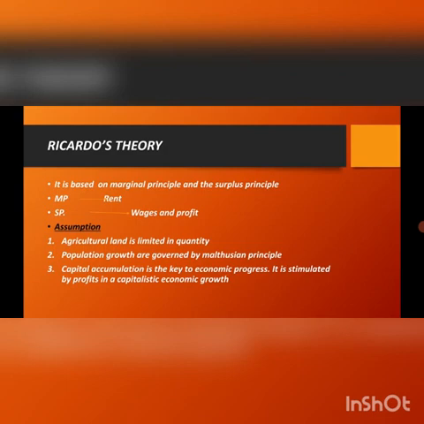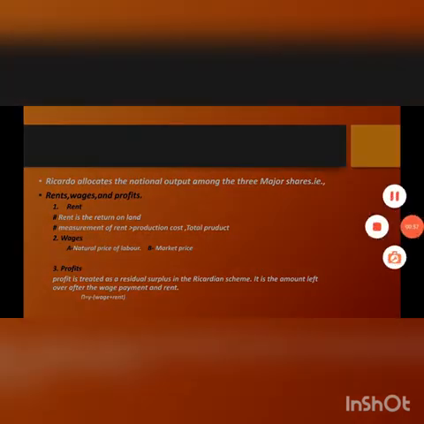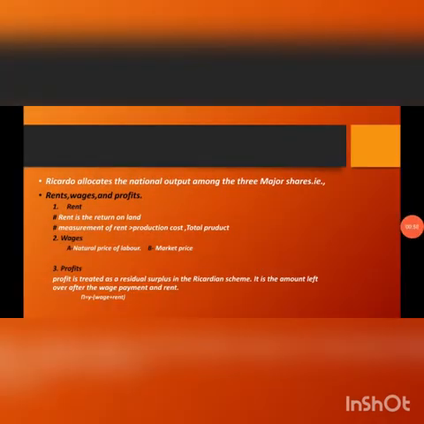And the last assumption is that Ricardo also assumes capital accumulation is the key to economic progress, and it is stimulated by profit in a capitalist economic growth. So Ricardo allocates the national output among three major shares, that is rent, wages and profit. The first one, rent. Rent is the return on land.